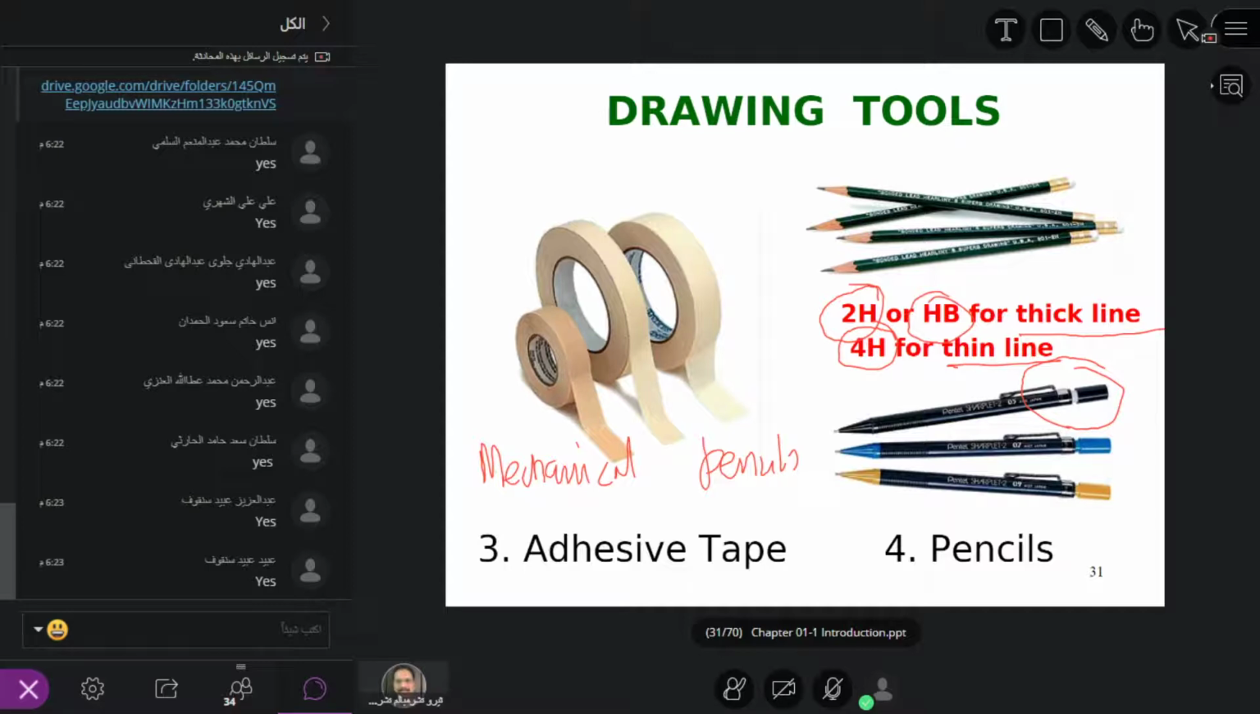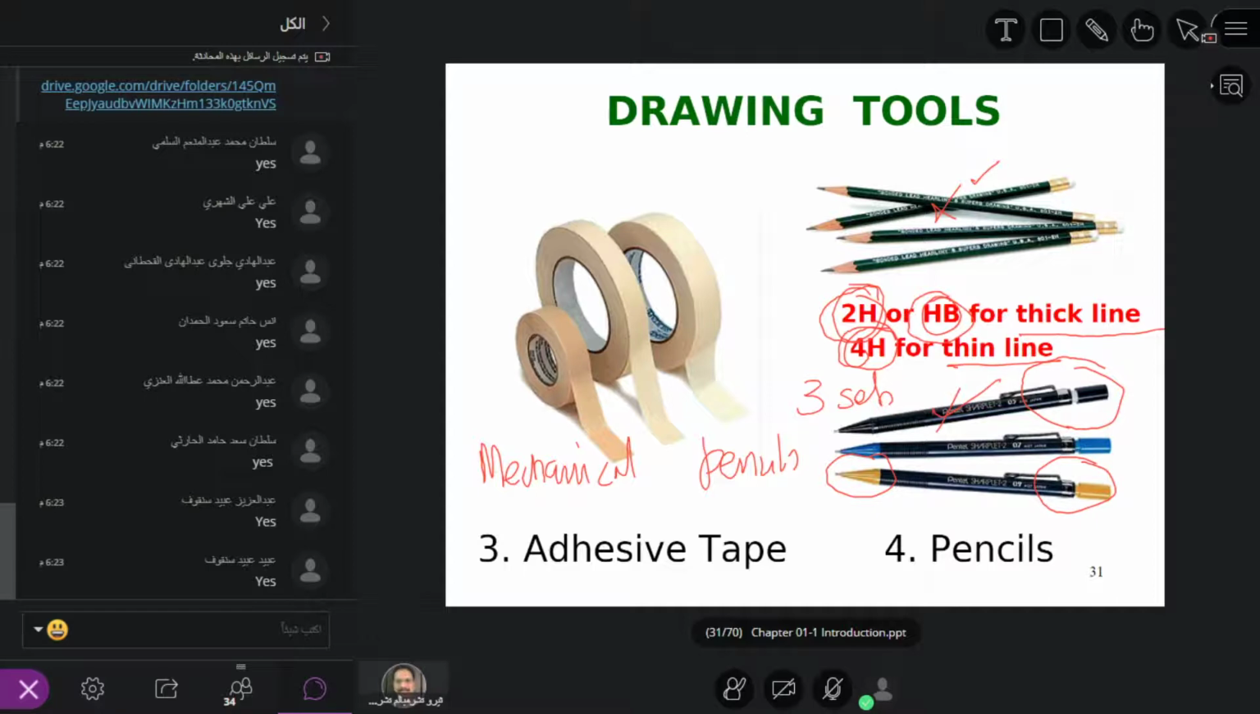So the mechanical pencils, and you ask them for HB and 4H. At least you need three sets of this. This is required. This is what secondary school students are using, so I would suggest not to buy this. If you buy it, or if you already bought it, it's okay. But from now onwards, try to buy the mechanical pencil.